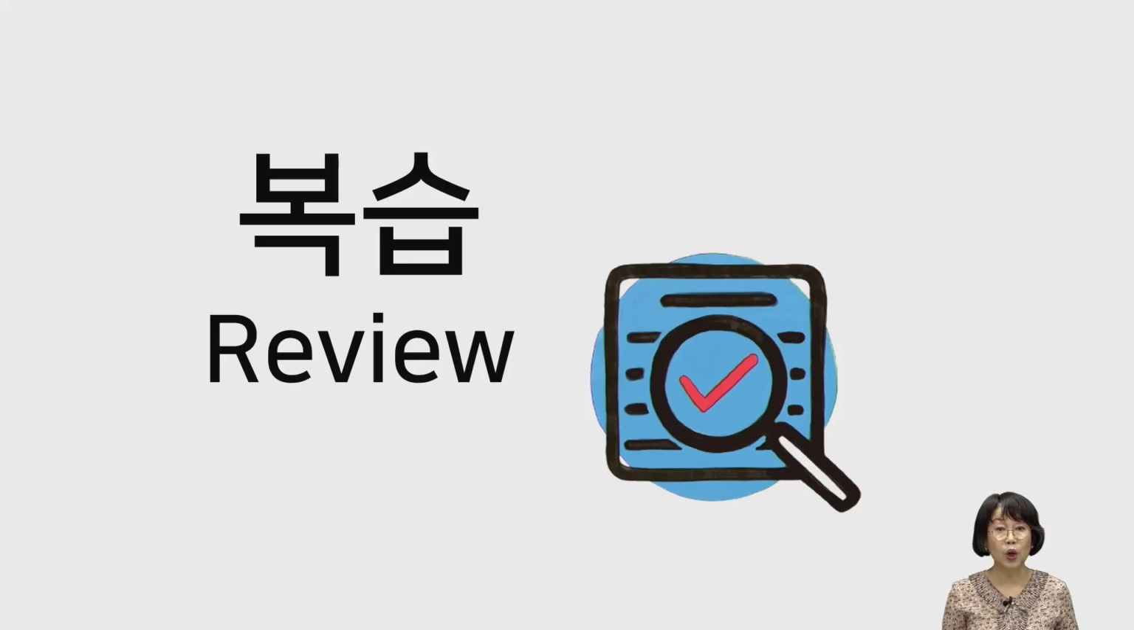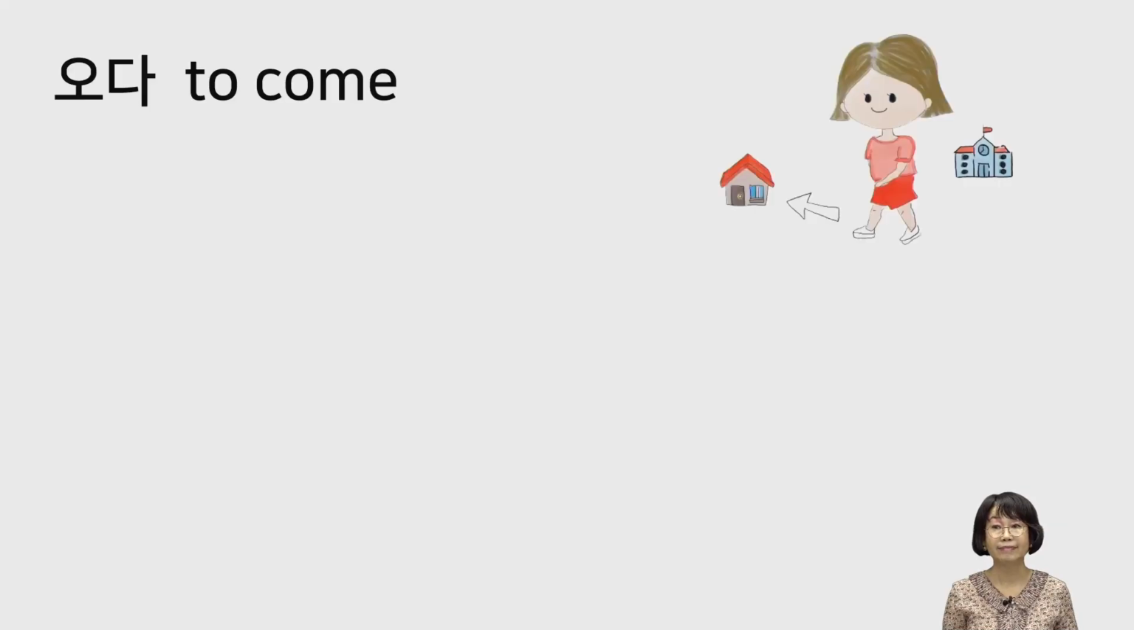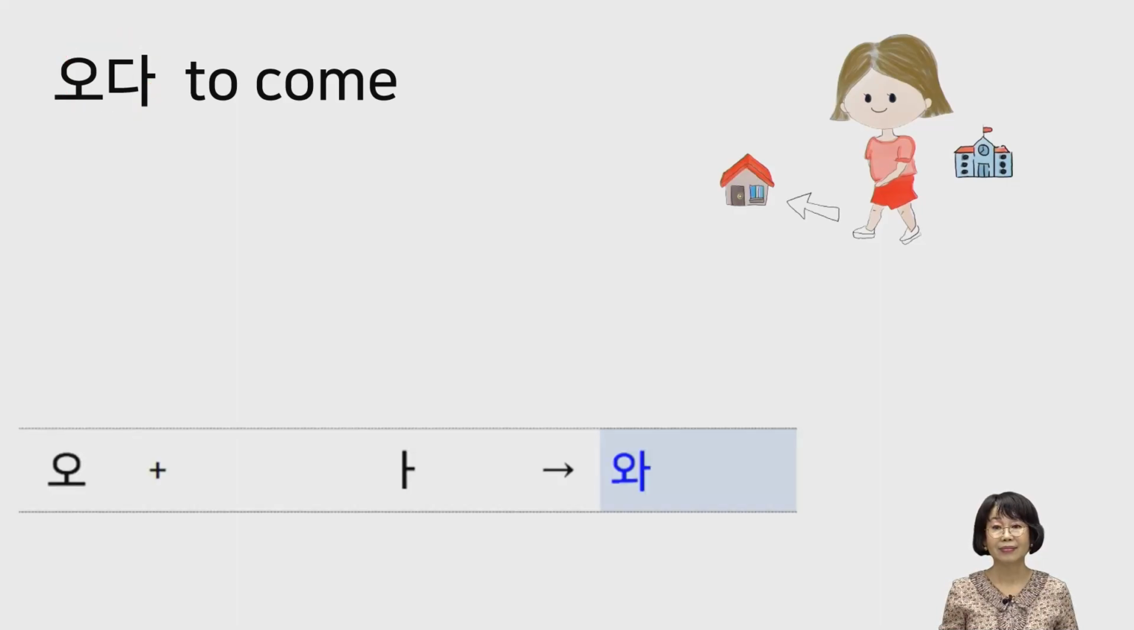복습, review. 오다, to come. The stem 오 plus the ending 아 gives the casual form 와: I come, you come, he or she comes, they come. 와 can also be a way of ordering: 와, come.